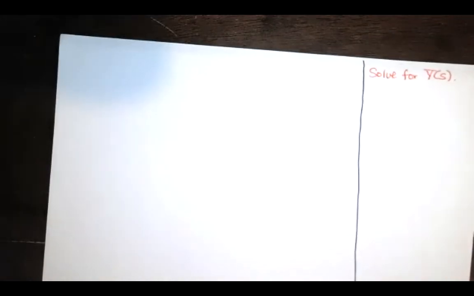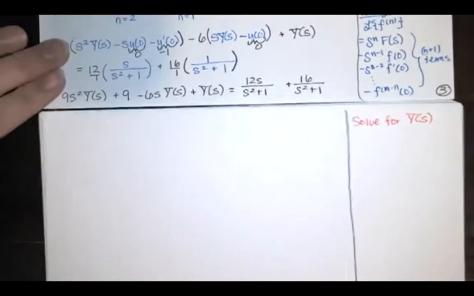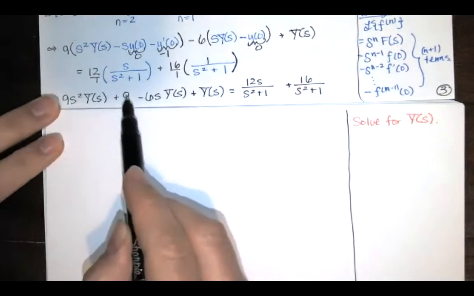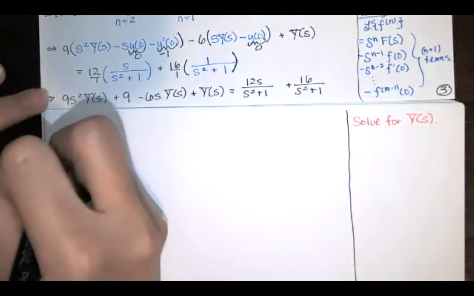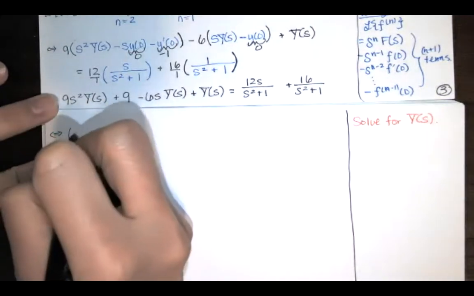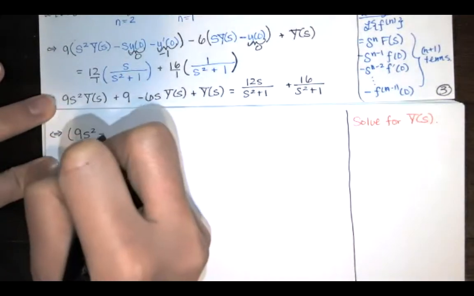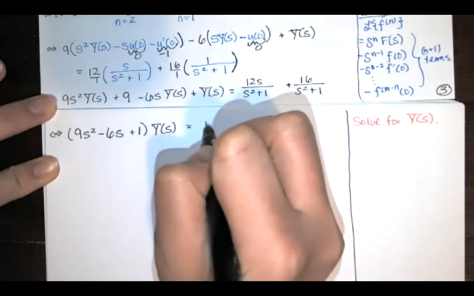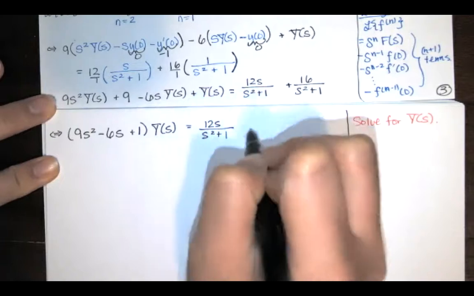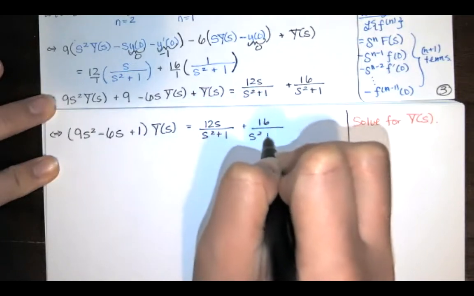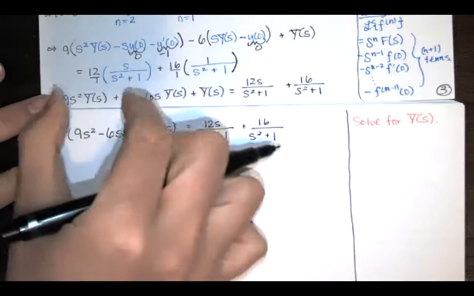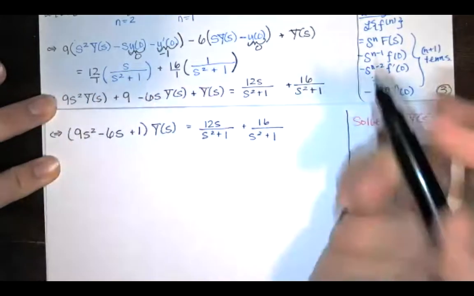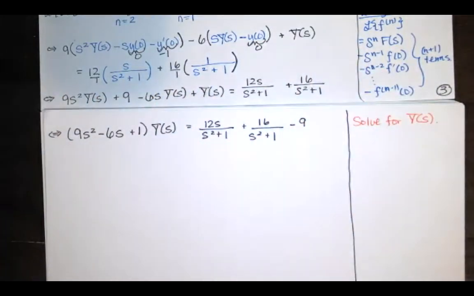Okay. So if we're here and we want to solve for y of s, I would just group these terms involving y of s on this side and then subtract that 9 from both sides. So I'm grouping these and I'm factoring out the y of s. So I'll have 9s squared minus 6s plus 1 times y of s equals the right-hand side minus that 9, because I want only the y of s terms on this side. So I'll subtract 9 from both sides, and that 9 will end up over there.